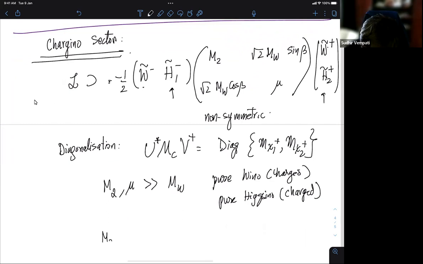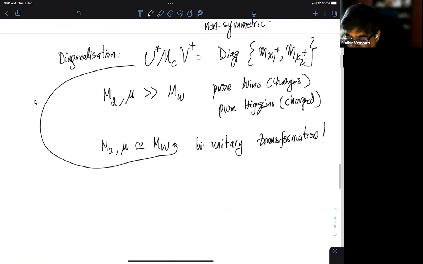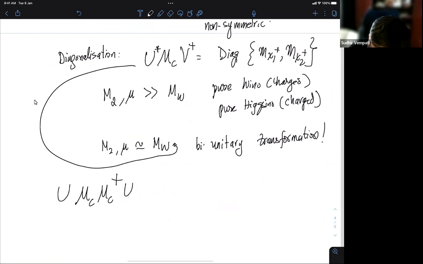when M2 and μ become closer to M_W, the most general mass matrix should be diagonalized by using a biunitary transformation. Now, if you have biunitary transformations, how will you find out U and V? M_C M_C† will give you U. This is because it is diagonalized by U.